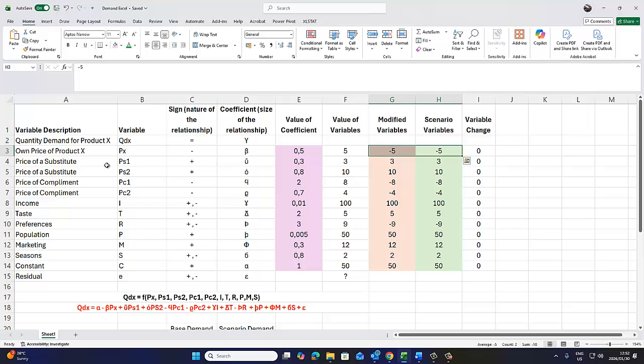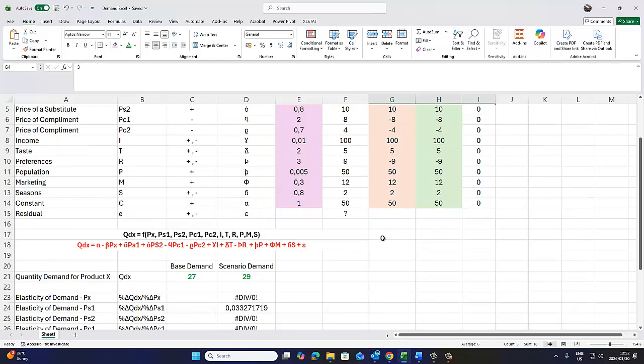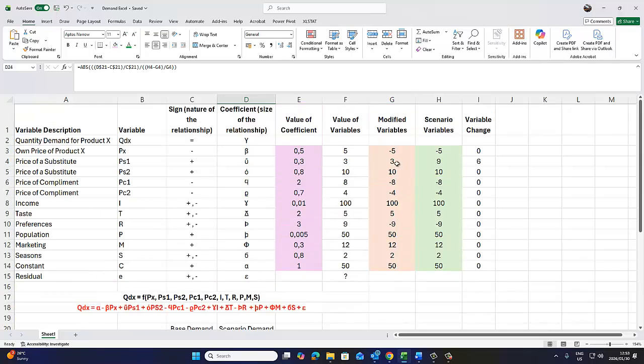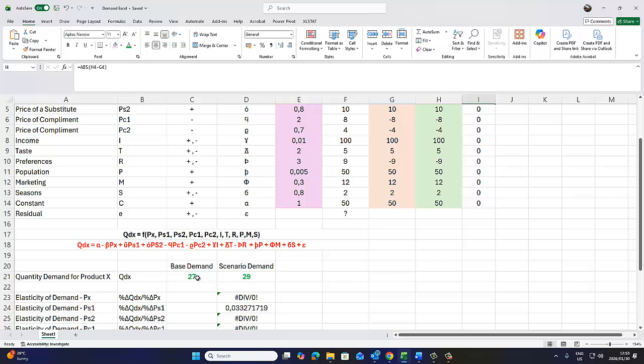Okay, so let's keep own price the same. But let's say this substitute price increases from 3 Rand to 9 Rand. Major shock, increases to 9 Rand, i.e. the price increased by 6. Demand only increases by 2. And therefore, the cross price elasticity is 0.03. So this increase of 6 Rand, from 3 Rand to 9 Rand, actually only causes demand to increase by 2.